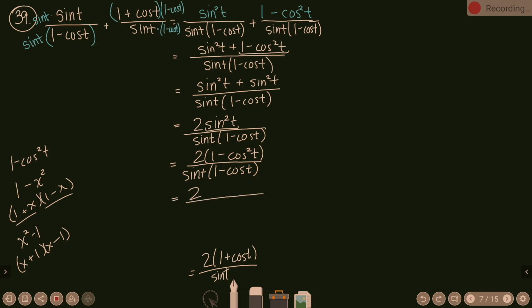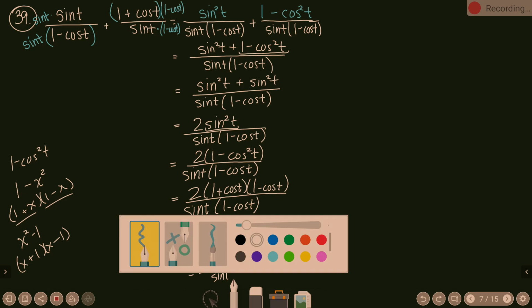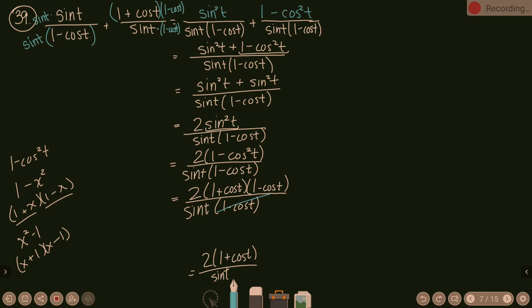So we're going to have the 2 out front. 1 minus cosine squared t is difference of squares. 1 breaks up into 1 times 1. What's cosine squared break up into? Cosine squared is cosine t times cosine t. If it multiplies to be a negative, what do we have? 1 positive, 1 negative, all over sine t times 1 minus cosine t. What happens? One minus cosine t cancels with 1 minus cosine t, and I'm left with my answer. Okay.